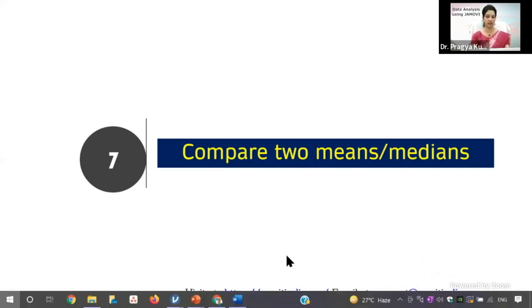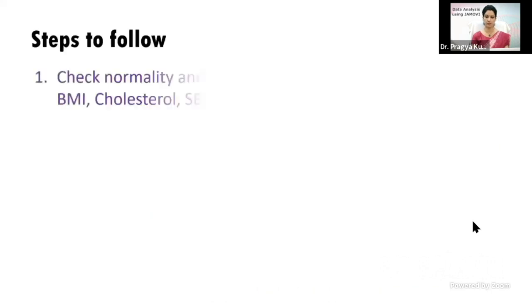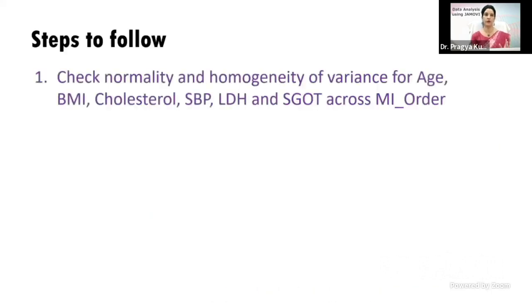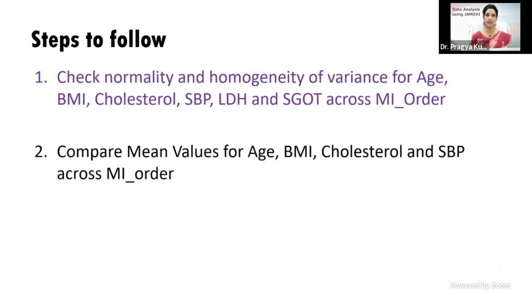For that, again, the research question. Before I go to the research question, in the case of testing two means or two medians, there are a few assumptions. You should always check for normality, whether the data is normally distributed or not, and the homogeneity of variance, because the homogeneity of variance will test whether the samples which you have withdrawn from the population have the same variance or not. We will test for age, BMI, cholesterol, all continuous variables. And then we compare these values across.